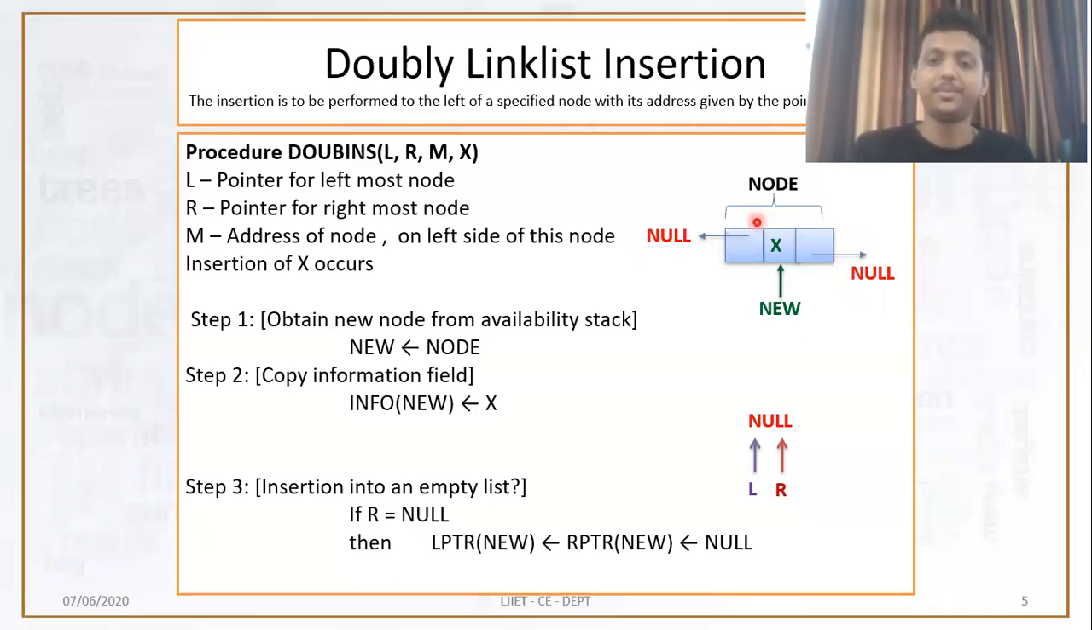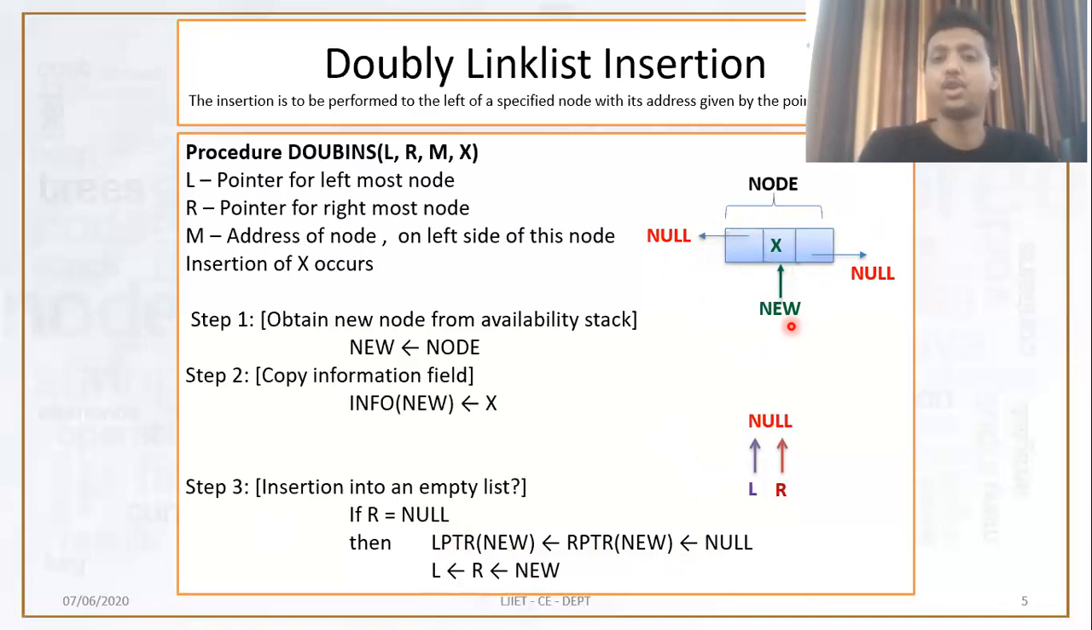Fine. So that's why I need to write LPTR of new is equal to RPTR of new is equal to null. LPTR of new means, I already told you, this link. Left pointer of new, right pointer of new, both pointing to null. Got it?